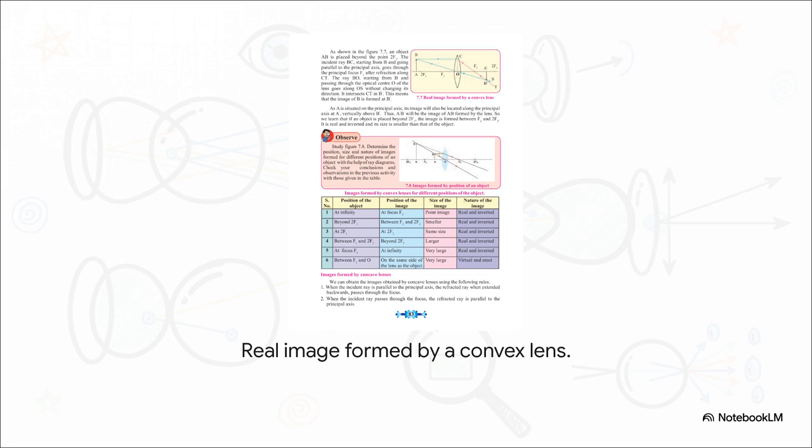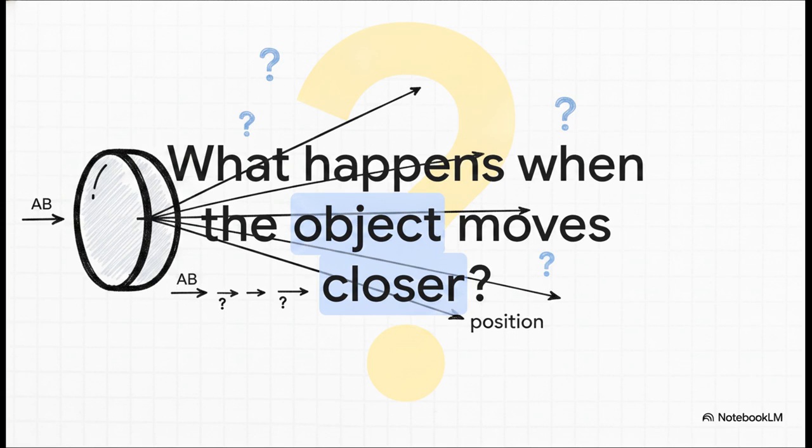Because the light rays physically meet here, this is a real inverted image. And if you look closely, you will notice it is smaller than the original object. Now, I want you to pause and think about this for a moment. What happens to the position and the size of this image if we start moving the object AB closer and closer to the convex lens?